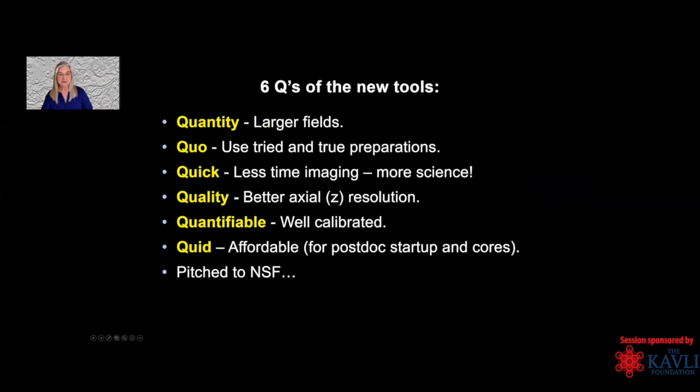Quantity: we need larger fields. Compatibility: we need to be able to use the tried and true preparations. Quick: it needs to be quick, less time imaging, more time for the science. Quality: we're aiming for better axial resolution so we can distinguish processes that are really close to one another, and objects that are very close to one another. Needs to be quantifiable and well calibrated, and it needs to be affordable for postdocs, startups and cores.